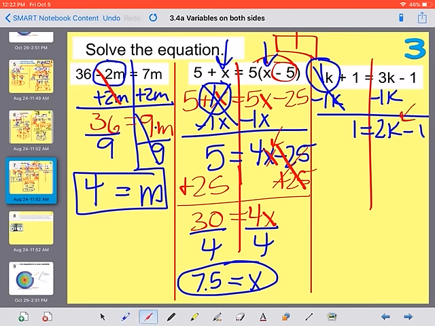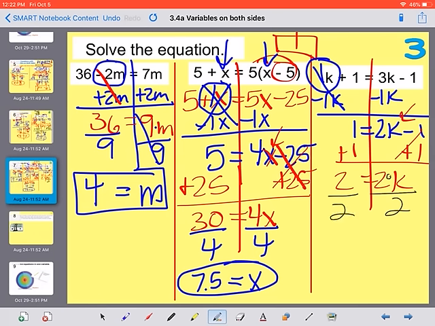We want k by itself, so get rid of adding and subtracting first on this side. Add 1. 2k equal to now 2. And then the opposite of multiplying here is dividing. Divide by 2 on both sides. 2 over 2 is just really 1. So we have 1k equal to, or 1 equal to k.